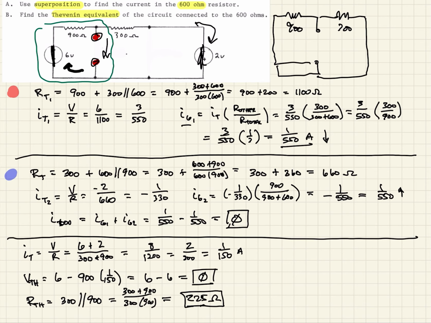Actually, let me rewrite that. I wrote that backwards, so you won't get confused if you're trying to work it. It's going to be 300 times 900 over 300 plus 900, and that comes up to 225 ohms. So if we were to draw the Thevenin equivalent, here are those original terminals where the 600 ohm resistor was, we would have just a resistor there between the terminals. It would be a 225 ohm resistor.